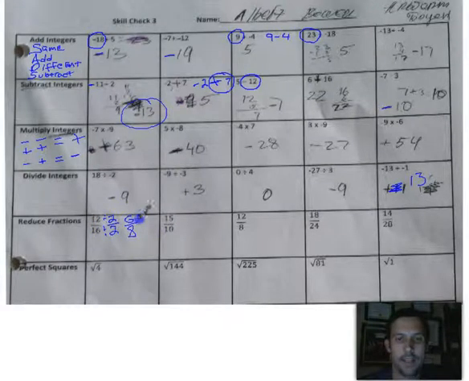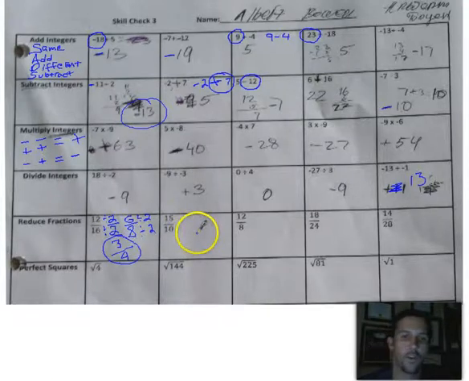I can see that I can reduce that even more as a factor of 2. 6 divided by 2 is 3. 8 divided by 2 is 4. I can't break that down any further. Therefore, 3 over 4.